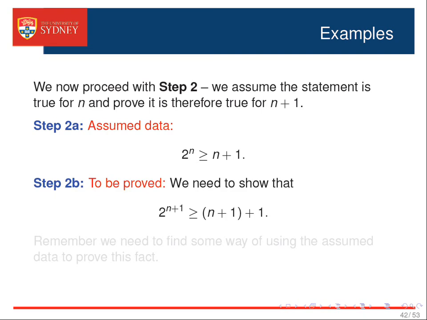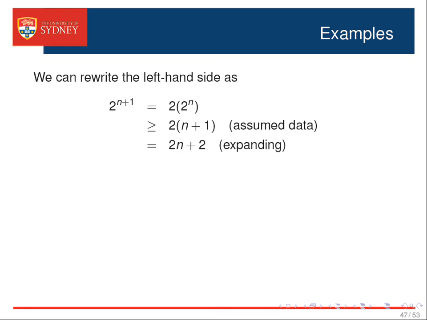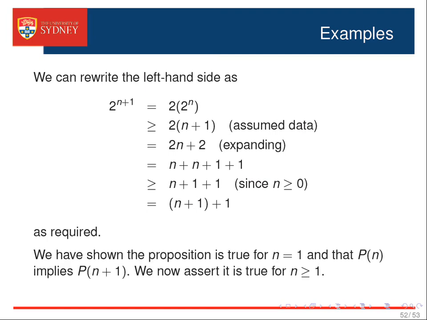Again, we now need to come up with some way of connecting the dots and exploiting what we know. Now the left-hand side, 2 to the n plus 1, can be rewritten as 2 times 2 to the n, again using the index laws. And since 2 to the n is greater than or equal to n plus 1, by the assumed data, 2 times 2 to the n will be greater than or equal to 2 times n plus 1. And expanding this, we get 2n plus 2. Writing this out very explicitly, we see we have 2 n's and 2 1's, which is definitely bigger than if we just had one n and two 1's, since n is a positive number. And this is what we wanted on the right-hand side. So as usual, we can conclude that the statement is true by induction.